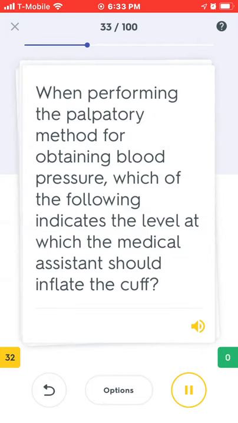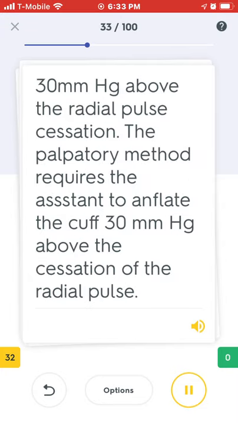When performing the palpatory method for obtaining blood pressure, which of the following indicates the level at which the medical assistant should inflate the cuff? 30 mm Hg above the radial pulse cessation. The palpatory method requires the assistant to inflate the cuff 30 mm Hg above the cessation of the radial pulse.